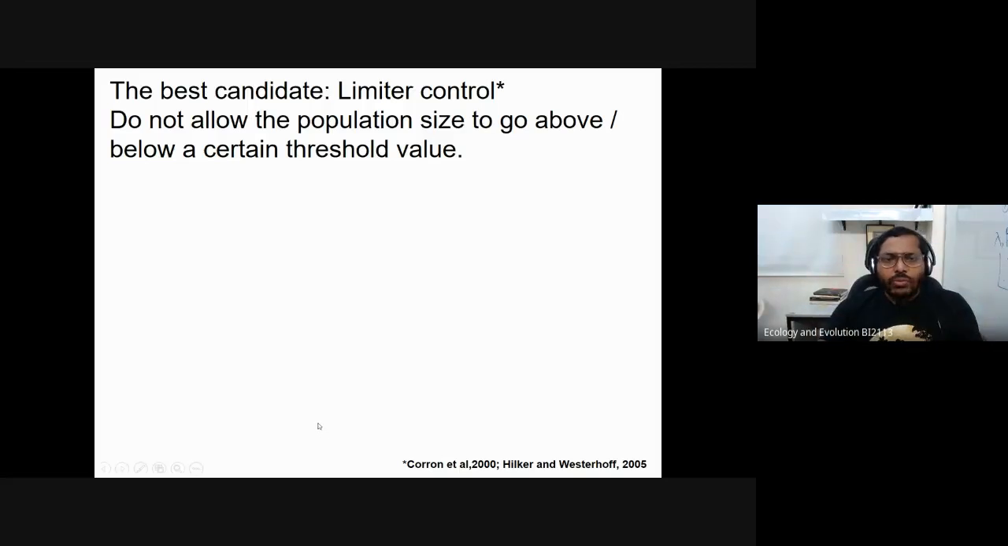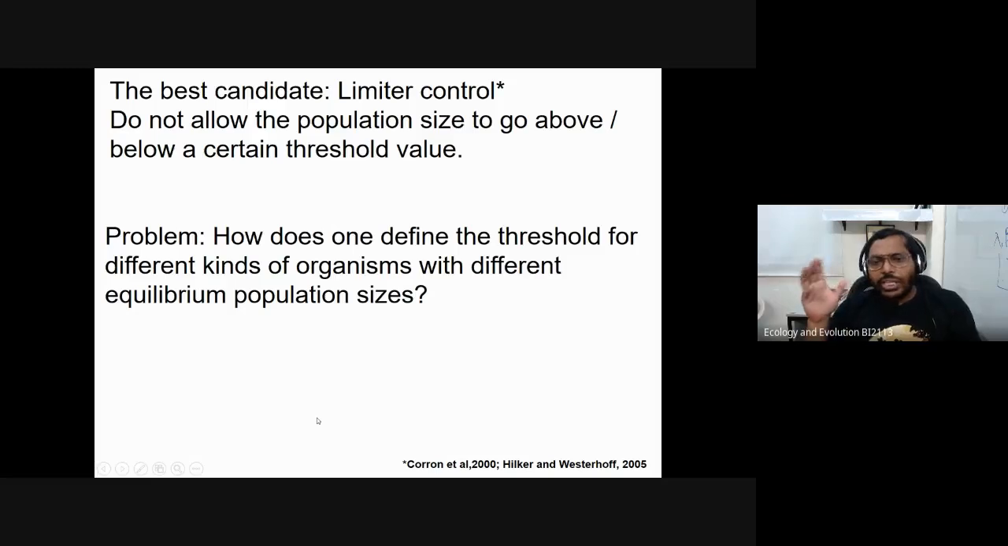Now, obviously, when you set your brief like that, the question becomes, how does one identify this threshold? Different populations are going to have different equilibrium population sizes, the equivalent of K. They will probably have different values of R. So will the same size work for all of them? And the answer is obviously no.